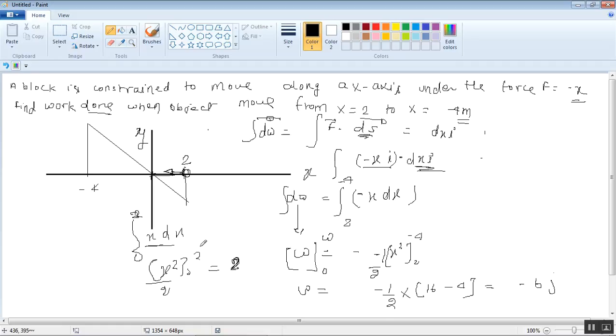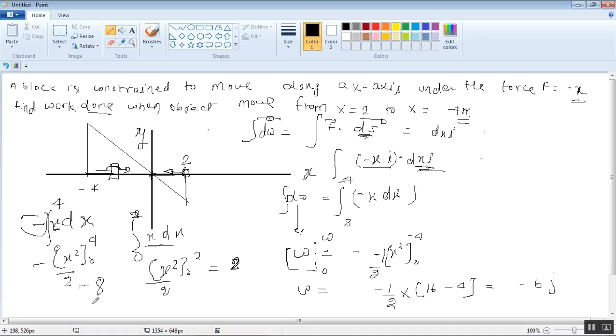Now when the object is somewhere here, the direction of force will be this, but displacement is taking place in this direction. So throughout this region, work done will be negative. Displacement is taken from 0 to 4, and the magnitude of force is x. So it is minus x square by 2 from 0 to 4, which becomes minus 8.